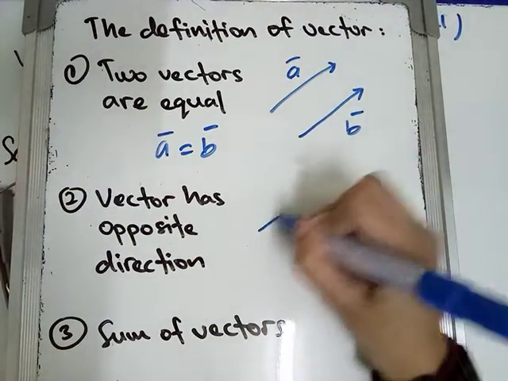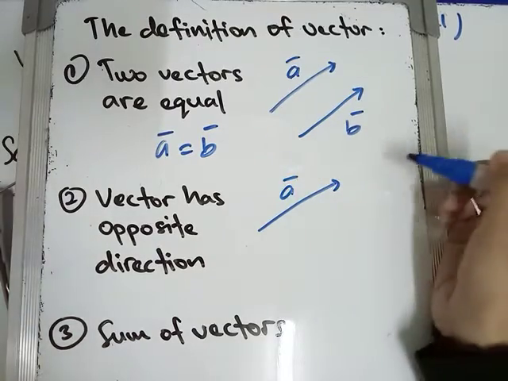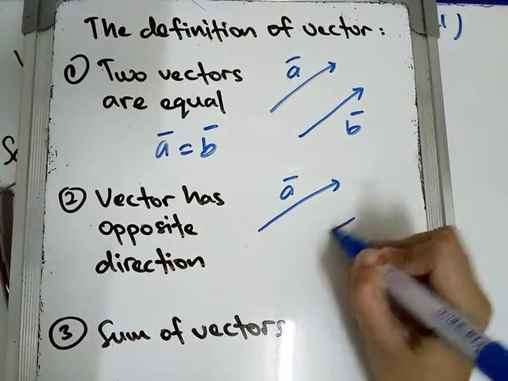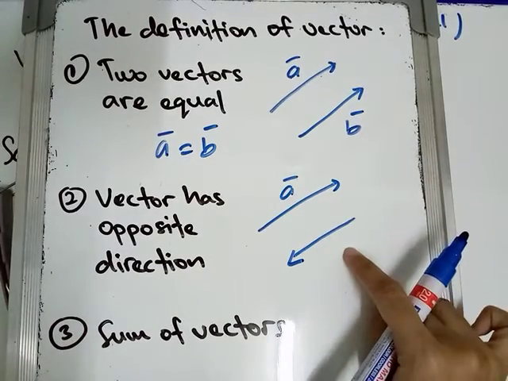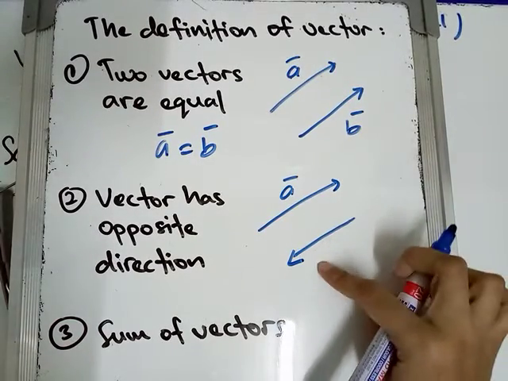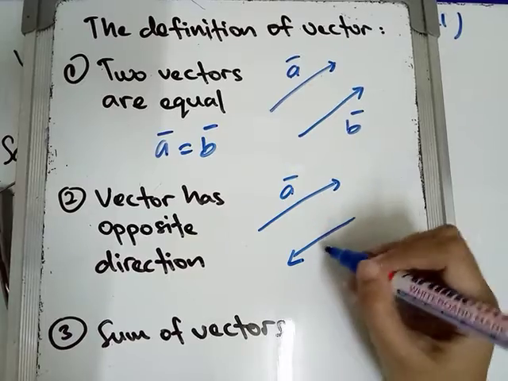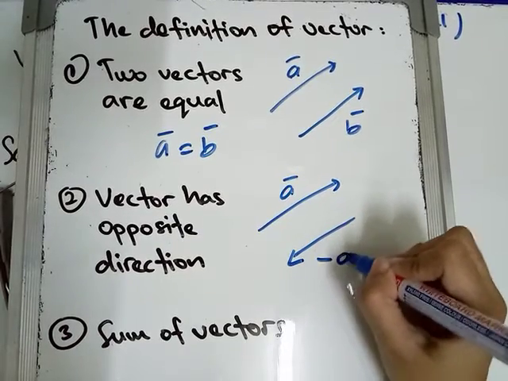For number 2, vectors with opposite direction. Let's say we have a vector A and we have another one for vector A, but different direction, opposite direction. When it's different direction, it is denoted as negative vector A.